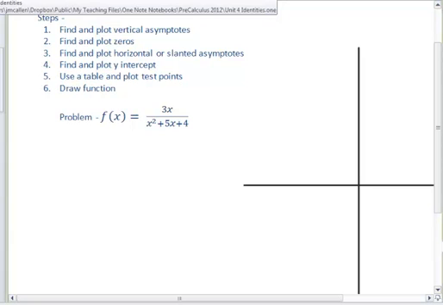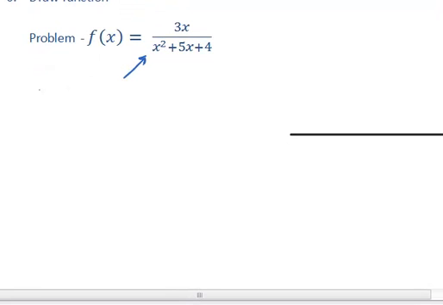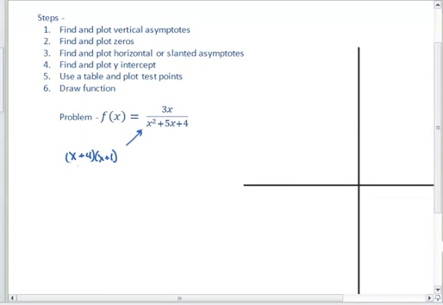The first thing we want to do is find and plot our vertical asymptotes. That requires taking our denominator and factoring it. I'll factor the denominator, and that will be x plus 4 times x plus 1, which will give us our asymptote values for vertical asymptotes. We just set each factor to 0, so we have x equals -4 and x equals -1, and I'm going to plot those. So at -1, and remember to label your vertical asymptotes.